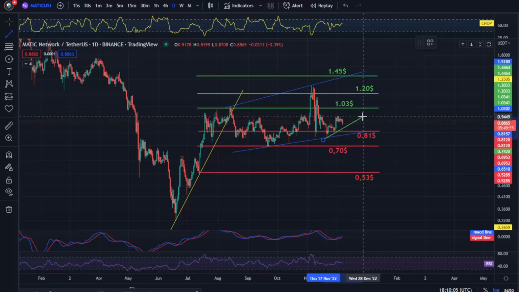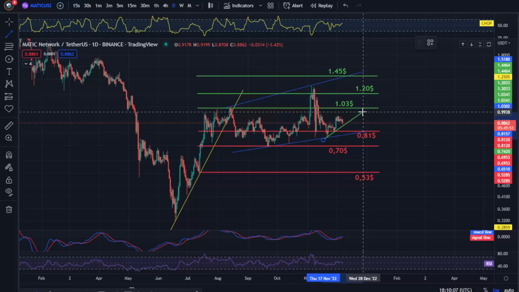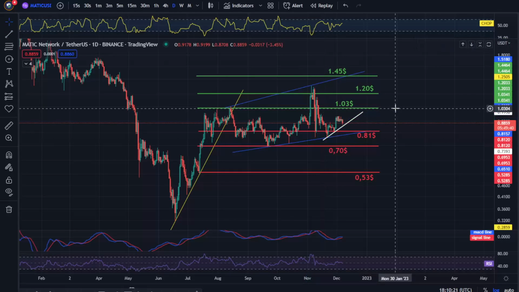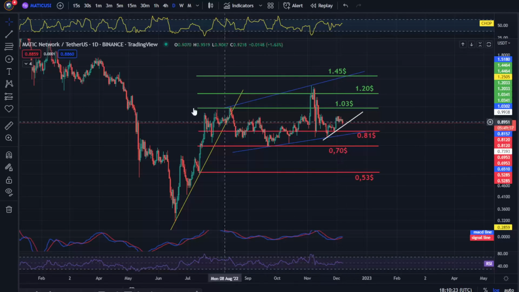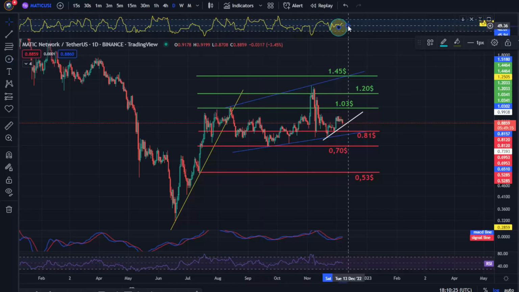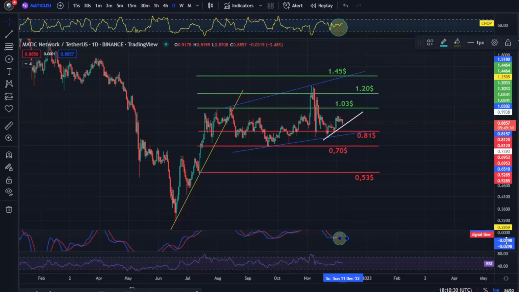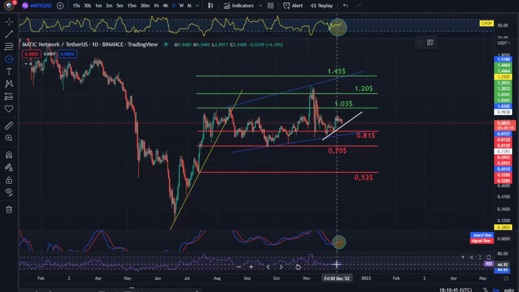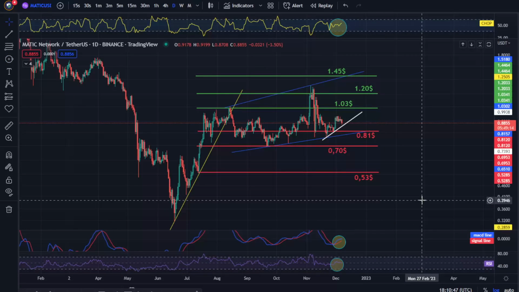It is also worth marking the local uptrend line above which the price is still holding. As you can see, the CHOP index indicates that the energy is highly charged, the MACD indicates that we are in an uptrend, and the RSI shows that we are in the middle of the range, which may indicate a further sideways trend.